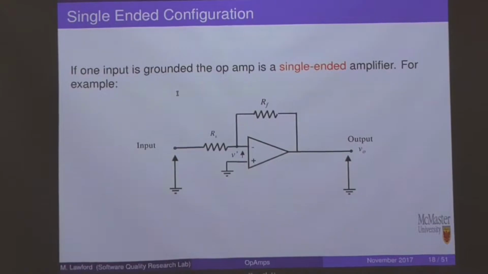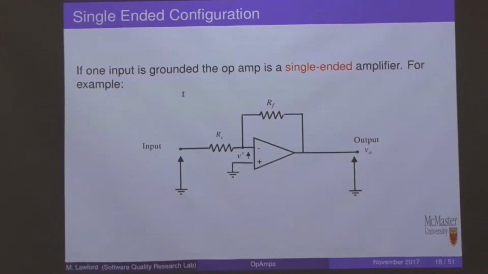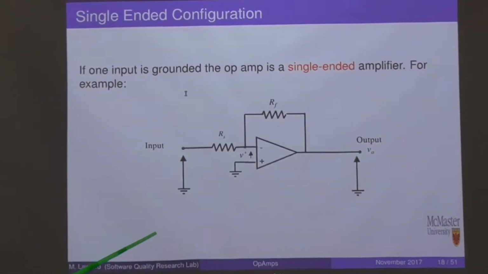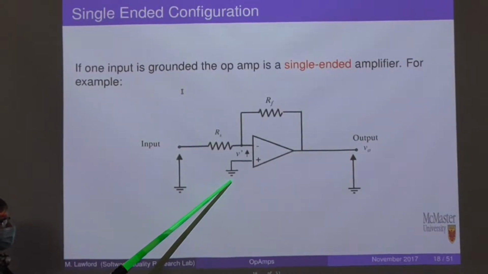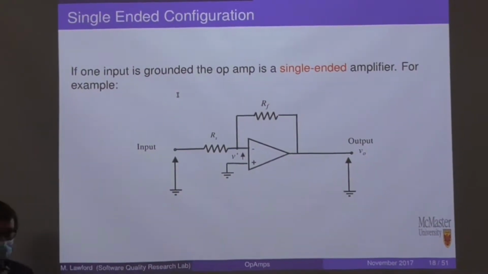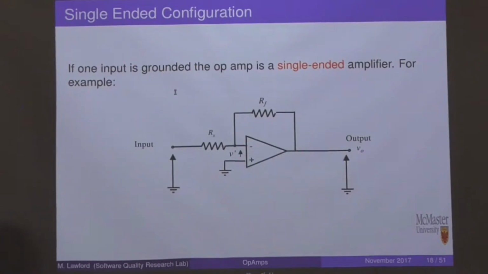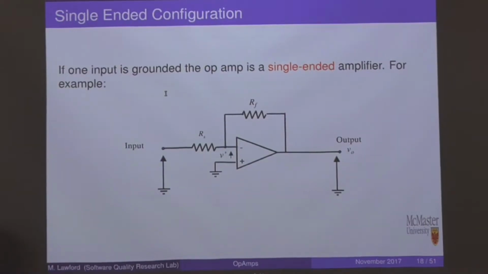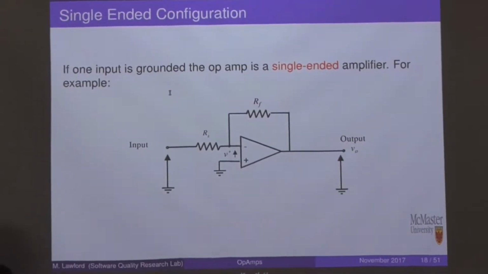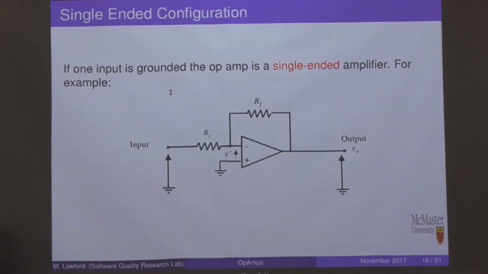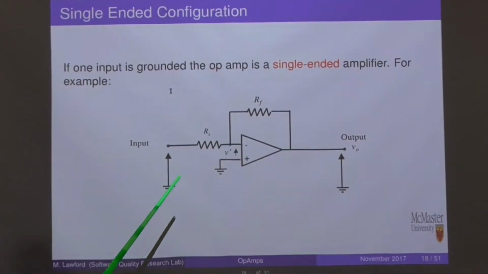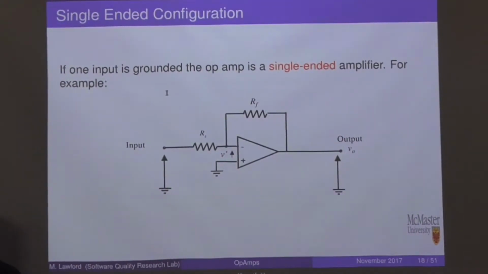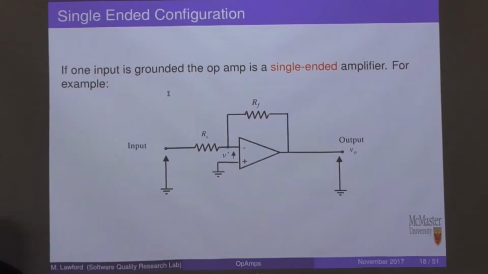So, if we have an operational amplifier which has one lead connected to ground, we call it a single-ended amplifier. This makes circuit analysis somewhat easier, but it is not actually a terribly useful thing to do in practice, due to an effect called ground loop interference.